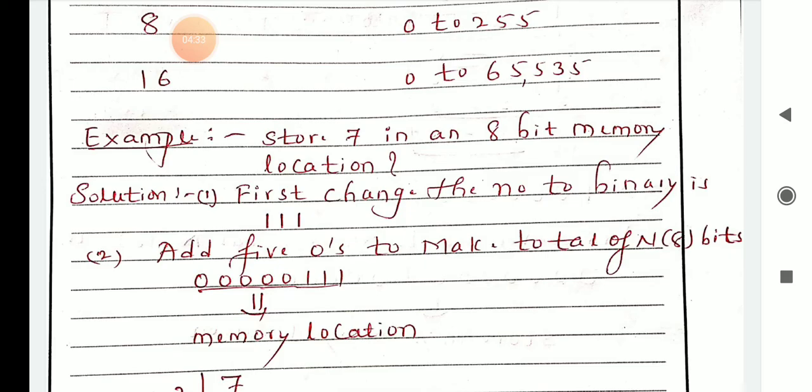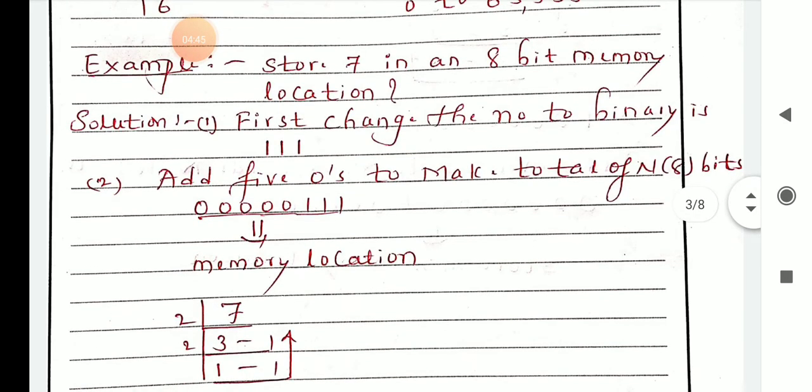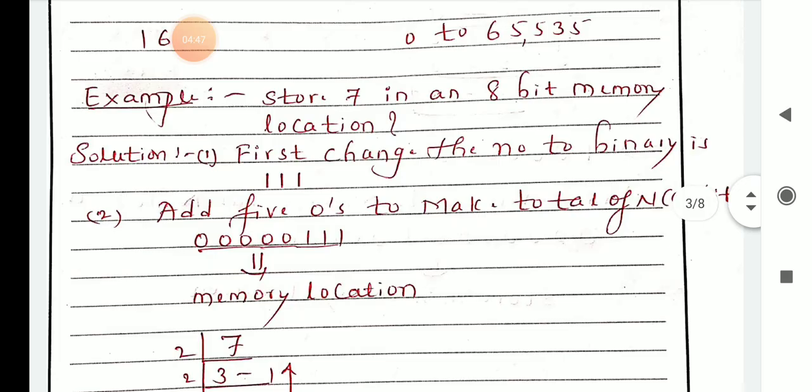Binary representation. So that is 111. So 7 is your decimal number and you have to convert it into what? Your binary is 111. How you are going to follow this, we'll discuss later. Okay, so the second step is what? You are having 8 bits. Already you are having 3 bits here. So that's why the second step is: add 5 zeros to make a total of 8 bits.